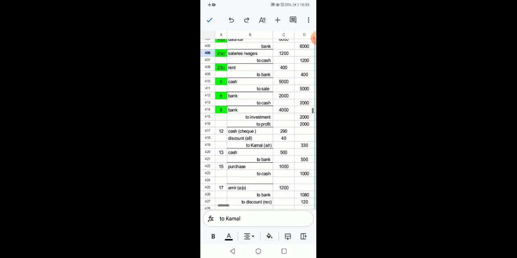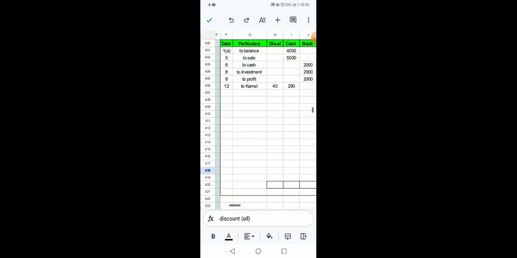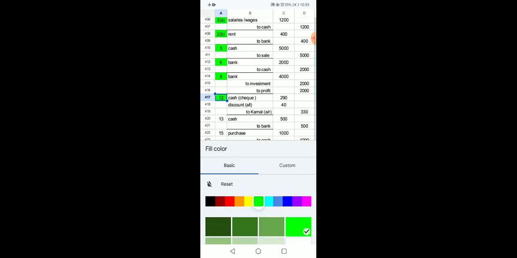But since reference of 290 and reference of 40 is same, that is Kamal, so you may choose the same row and you may write it in the same place. Why? Because date and reference is same. Entry number 12 was having two elements, cash and discount, and both have been posted. It means entry number 12 is completed. Mark it as it has been done.